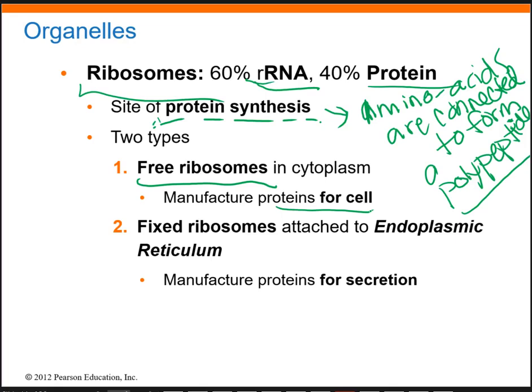Fixed ribosomes are fixed. They're anchored or attached to the endoplasmic reticulum, which is another organelle that we'll look at. Fixed ribosomes will make the polypeptide and then they'll push it into the endoplasmic reticulum, and the endoplasmic reticulum will process it further. The fixed ribosomes can be used to make proteins for that cell, but it's also used to make proteins for secretion. So proteins that are going to end up getting pushed out of the cell to go somewhere else in the body to do something.